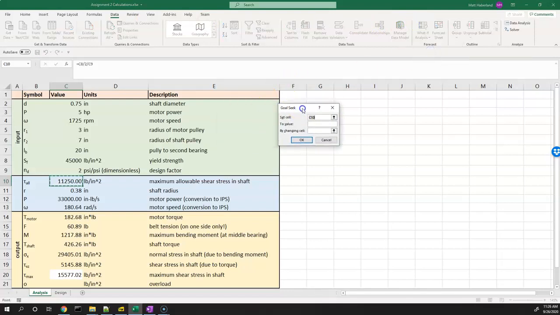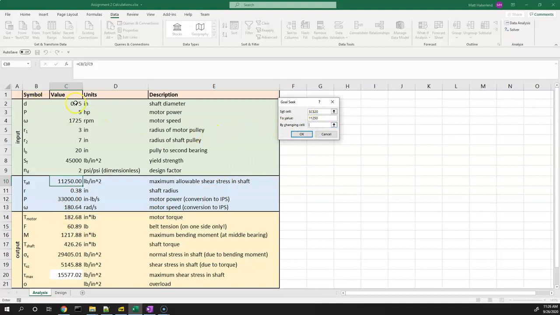And so what do we want to do here? It's prompting us, what cell do we want to set to a certain value? I want to set the maximum shear stress in the shaft to a value of, now unfortunately I can't just click on tau allowable, I'm going to have to type it in. I'll show you how to get around that. But I want to set it to 11,250 by changing cells.